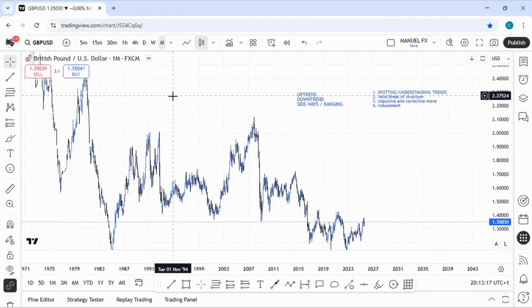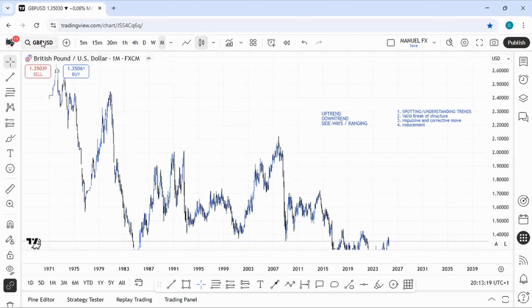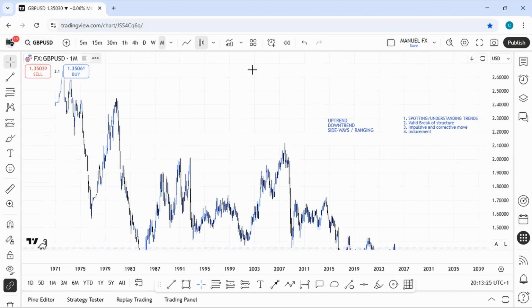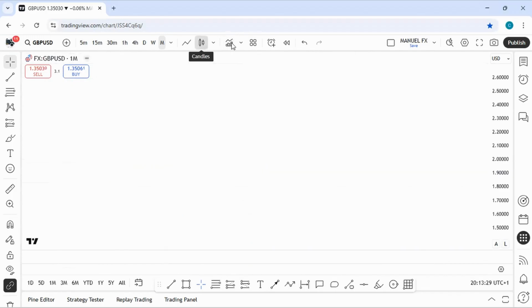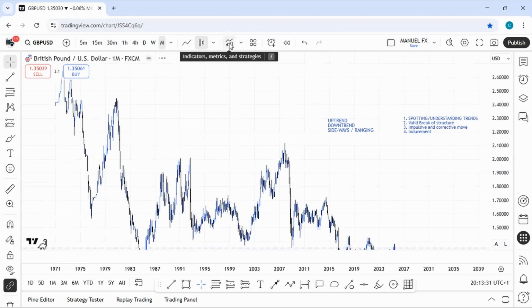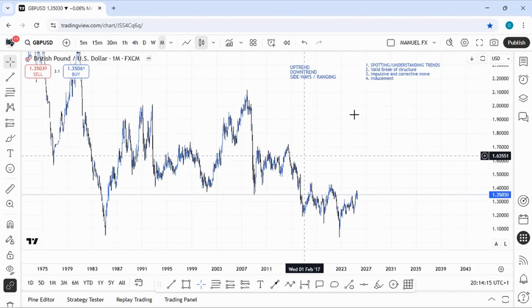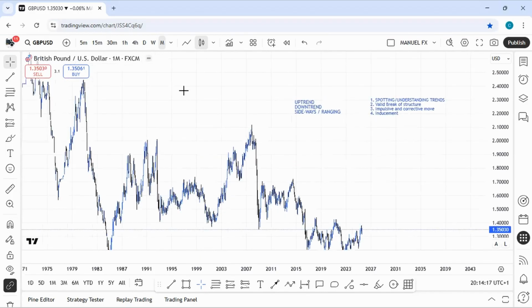And the pair I have here is GBP USD, British pounds / US dollar. That is the pair I have here with me, and I want to spot a trend. Now we are on the monthly time frame.